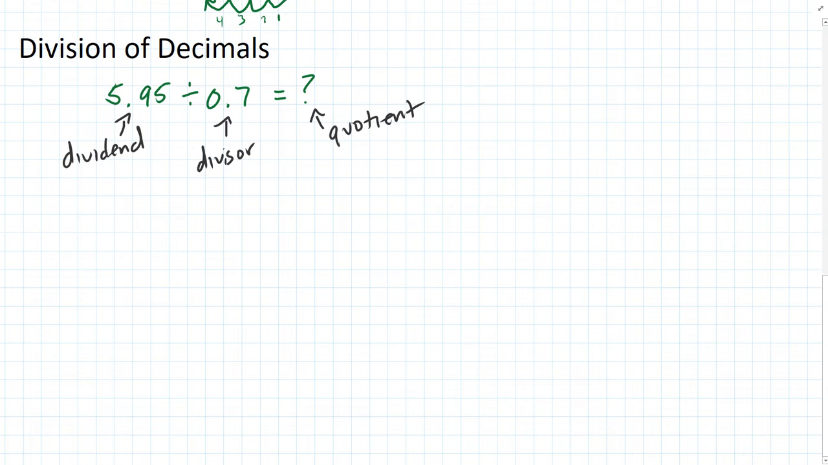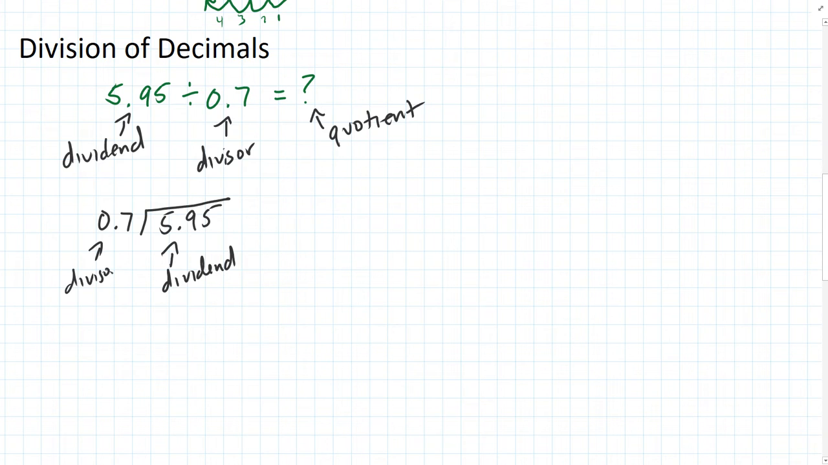When I'm dividing decimals, I need to set it up so that I can easily do the division. We'll set it up as a division using the house, as I call it, since I don't even know the vocabulary. So we'll set up this way: 0 and 7 tenths, the divisor, is on the outside, divided by 5 and 95 hundredths. This is the correct way. The dividend goes inside, the divisor goes outside.